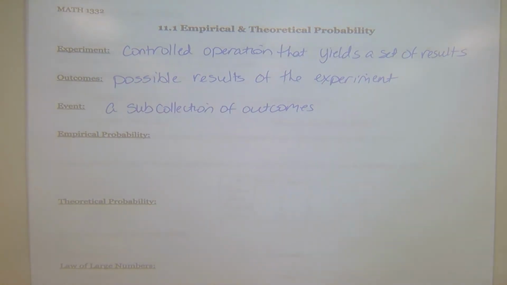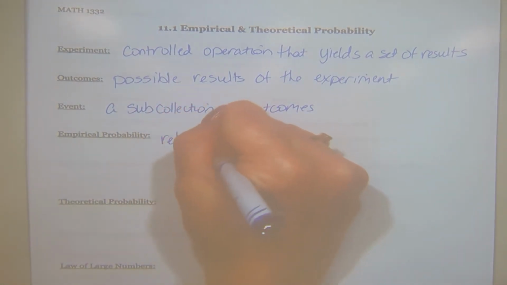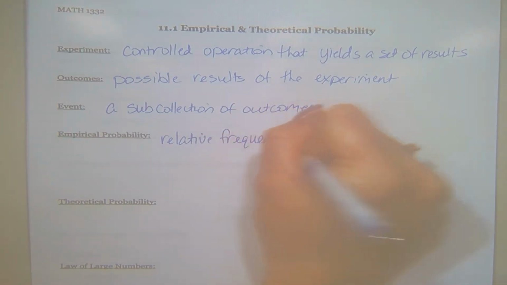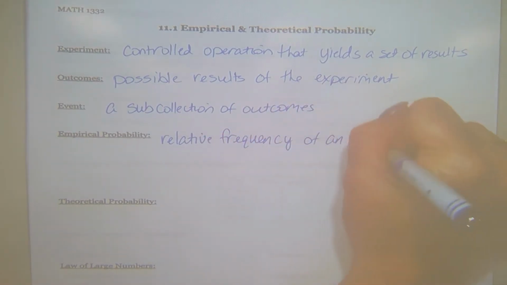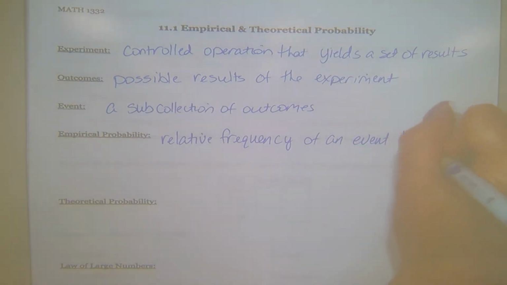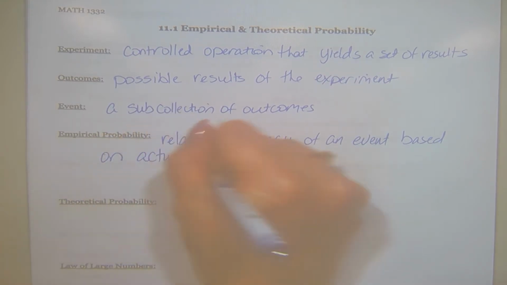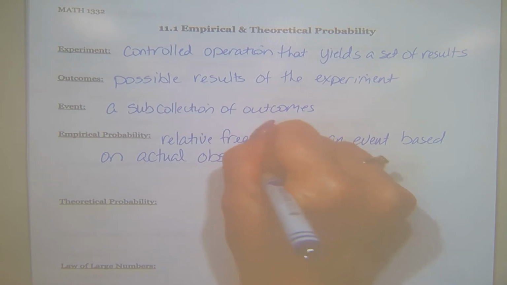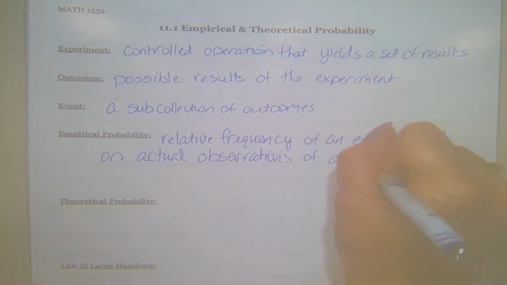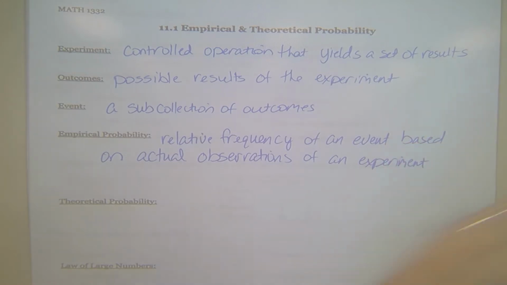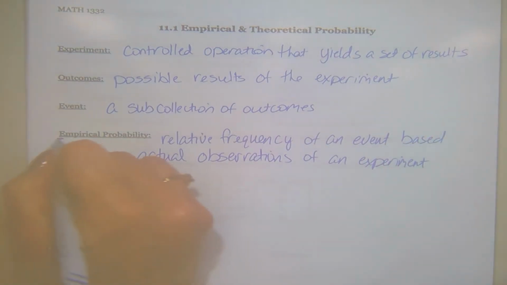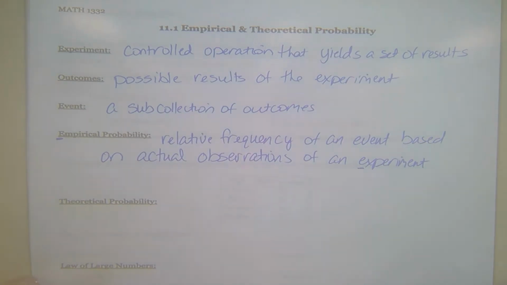Okay, empirical probability. Empirical probability is the relative frequency of an event, like rolling an even number, based on actual observations of an experiment. So notice experiment and empirical both start with E. Empirical probability is basically my experimental probability. The empirical probability is what happens when you perform the experiment.